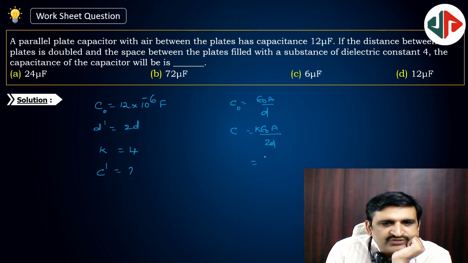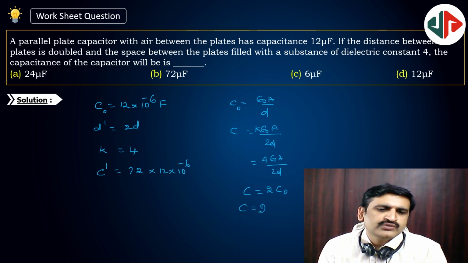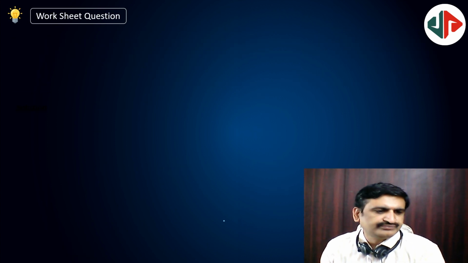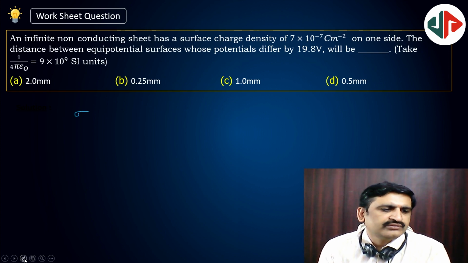So K value is 4. Epsilon naught A by 2D, so that is 2 times of C naught. C equal to 2 times 2 into 12 into 10 to the power of minus 6. C is equal to 12 2s are 24 microfarad. So option A.